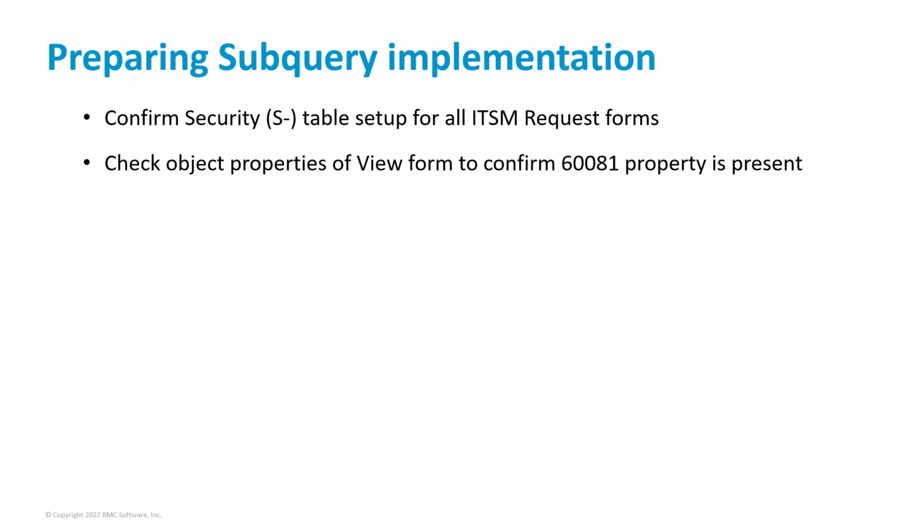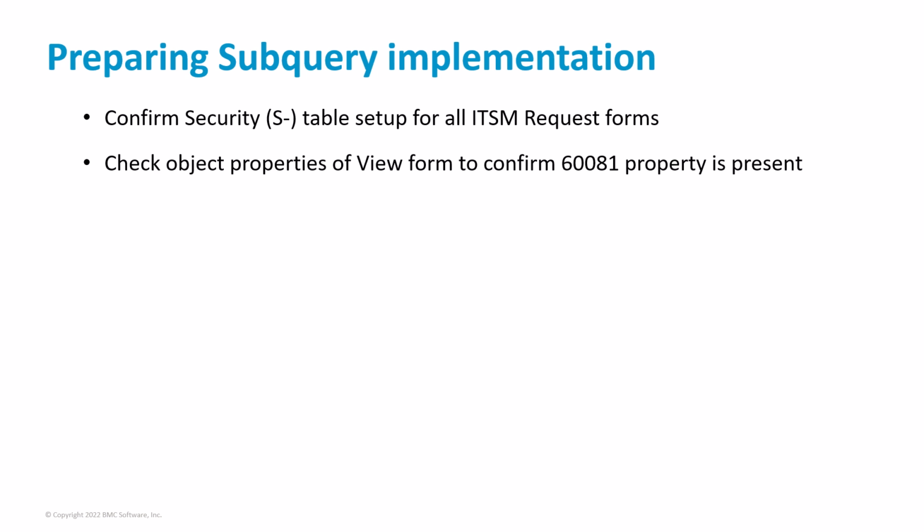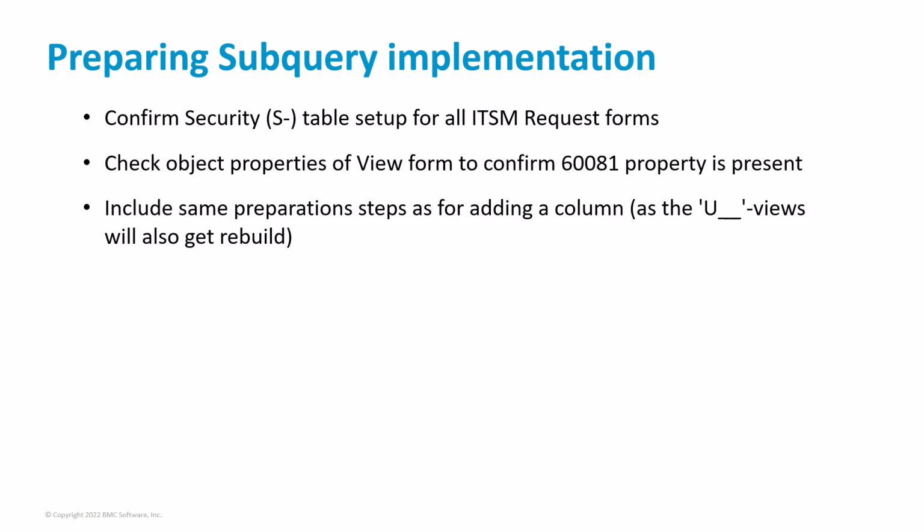Another quick check that can be made is to export the SMT Union SmartIT ticket console form from Developer Studio and assure that the 60081 property is present. Make sure to check for both the base and overlay object. As mentioned earlier, if you use the Union configuration console to rebuild the SView, this will also rebuild the main data views that were discussed earlier in this webinar. Therefore, the preparation steps mentioned in that section should be performed as well. Checking the setup of the Union fields and their mappings, assuring that all selection values are present for Union fields that use a numbered value conversion, and so on.